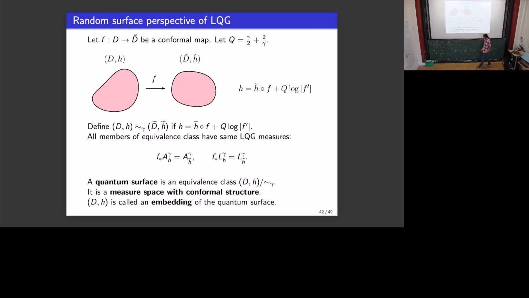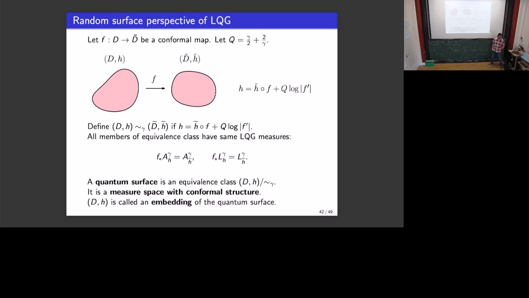So we already know that once you have a domain and a Gaussian free field on it, that describes a geometry. You've got this area measure coming from the GMC, this boundary length measure, etc. And so now what I want to do is to say, these two domain-field pairs, (D, H) and (D tilde, H tilde), describe the same geometry. When is that the case? You can define this equivalence relation between pairs (D, H) and (D tilde, H tilde) if they satisfy this relationship.